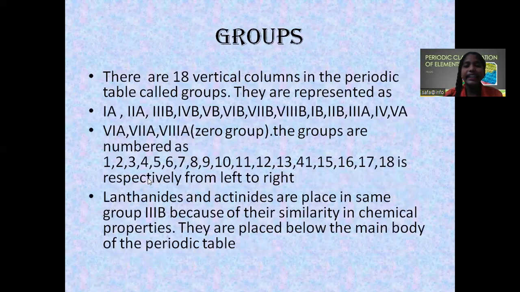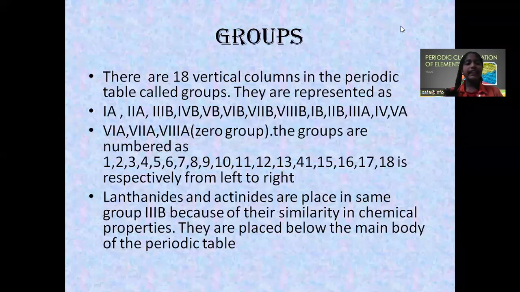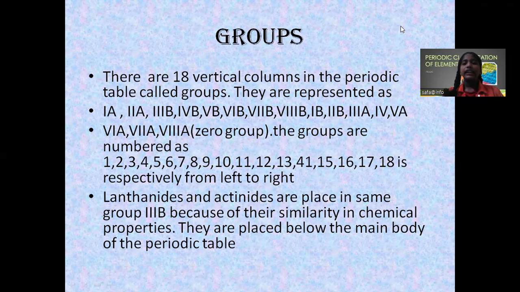Groups. There are 18 vertical columns in the periodic table called groups. They are represented as 1A, 2A, 3A, 4B, 5B, 6B, 7B, 8B, 1B, 2B, 3A, 4A, 5A, 6A, 7A, 8A, zero group. The groups are numbered as 1, 2, 3, 4, 5, 6, 7, 8, 9, 10, 11, 12, 13, 14, 15, 16, 17, 18 respectively from left to right.